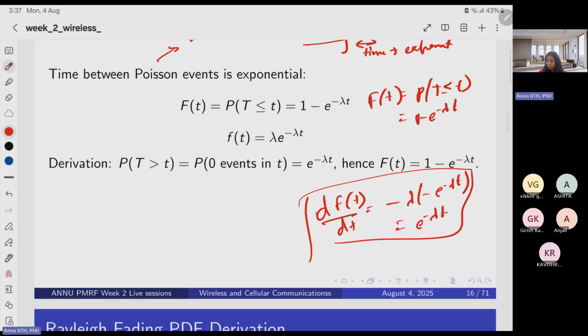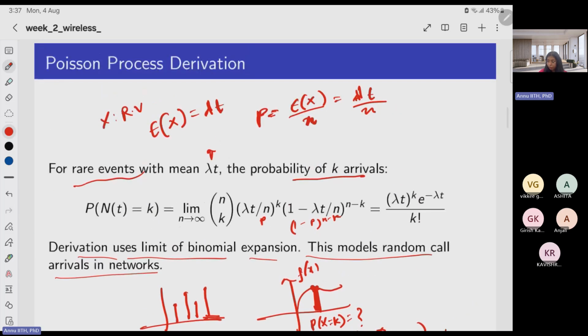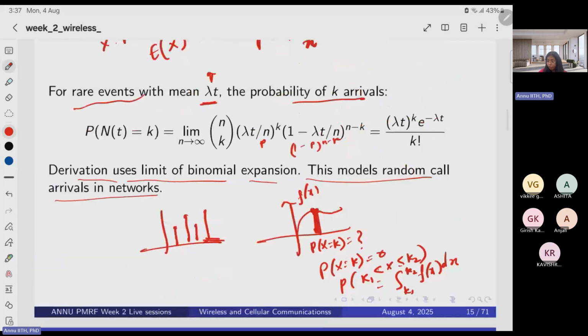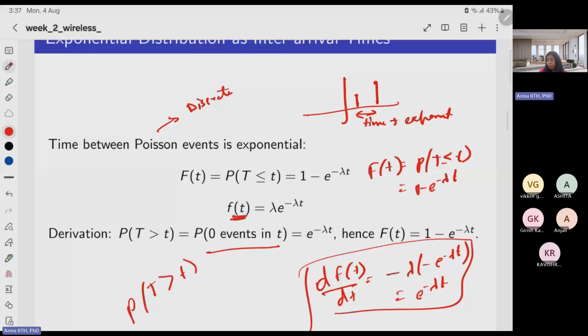Where T is the time with zero events in a particular time interval. What I'm saying is, in a particular time interval it was T, right? So the distribution of T, which is what we are trying to find here, is actually exponential in nature, and that is lambda e power minus lambda t.